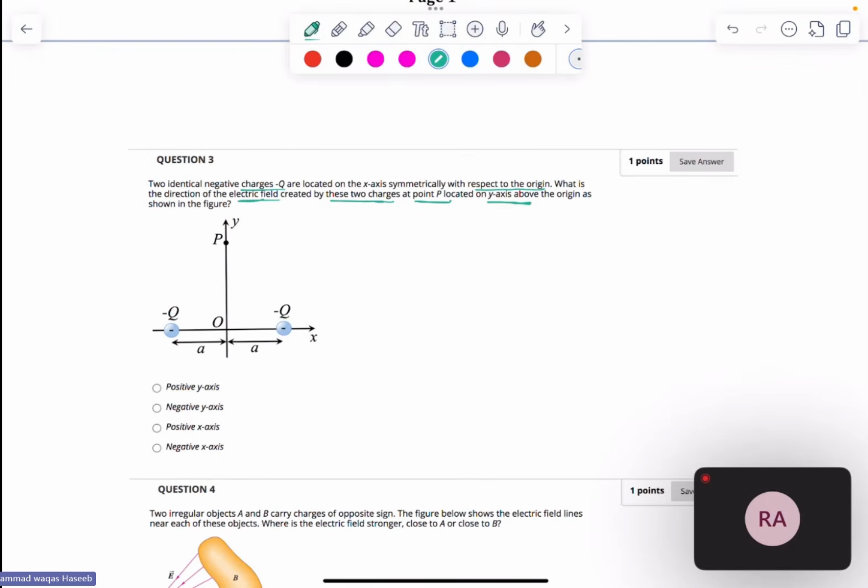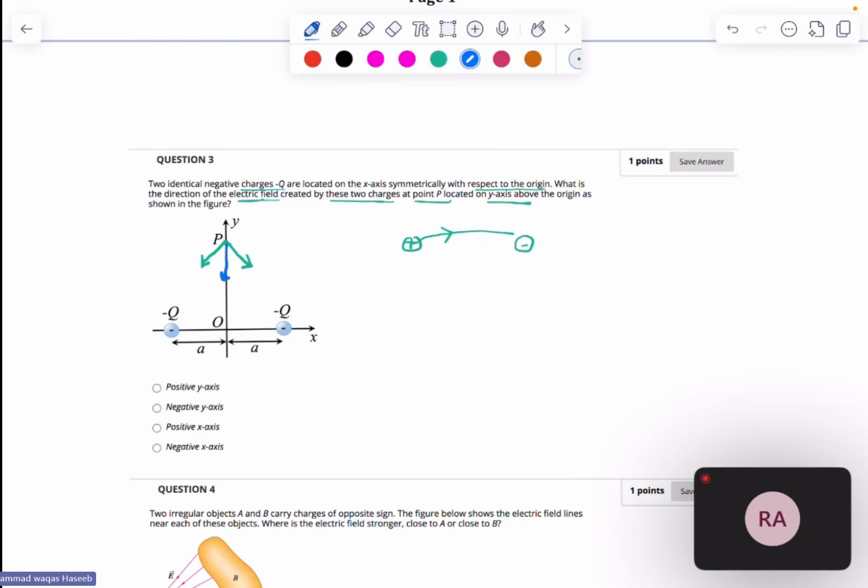So you know that the electric field lines originate from positive charge and terminate at negative charge. So at this point, what will be the direction of the electric field? It will be like this. For this charge, this is also negative. What will be the electric field direction? It is in this direction. So what is the total electric field? The total electric field will be the combined effect of these, in this direction. So it is in the negative y direction.